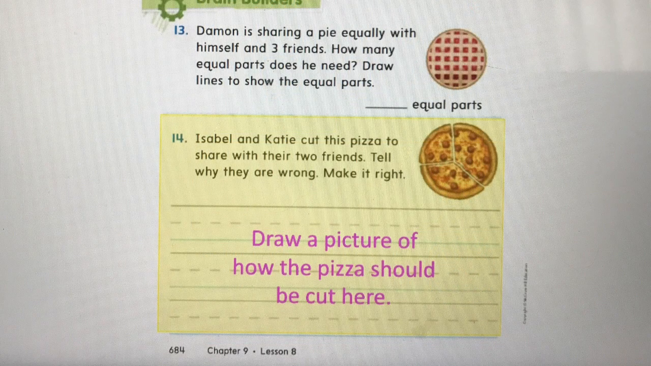Problem 14. Isabel and Katie cut this pizza to share with their 2 friends. Tell why they are wrong. Make it right. Isabel and Katie are 2 people, plus the 2 more friends. 2 plus 2 equals 4. There should be 4 slices. What's wrong with the way that they did it? Draw a picture of how the pizza should be cut in the space on the lines.